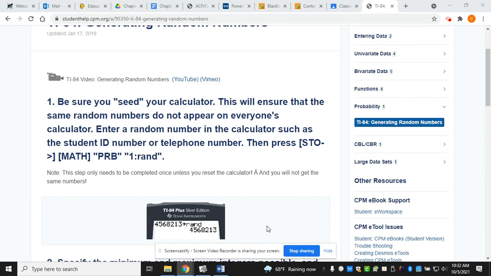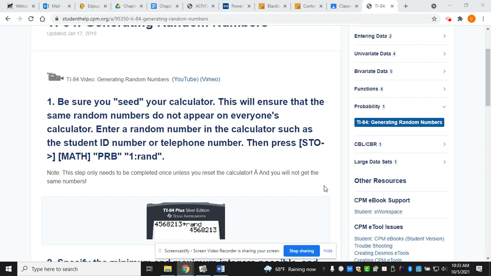Type in your house number, like 102, whatever it is, plus your age times the number of siblings you have, unless it's 0. Don't multiply by anything. And then hit store.